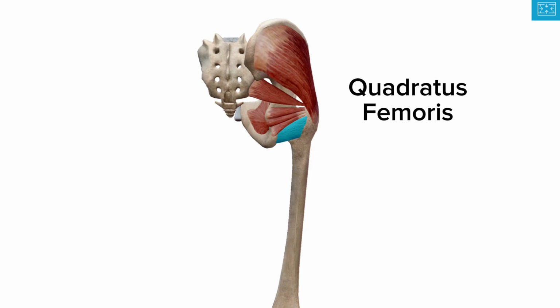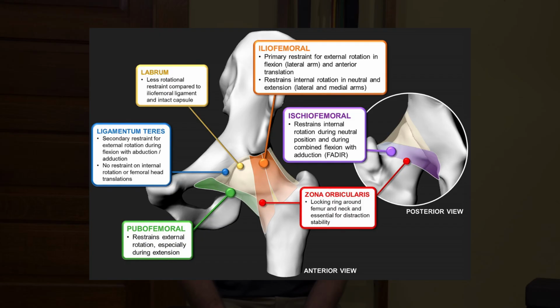And then deep to all of these structures, we have the hip capsule, which completely surrounds the hip joint. Now, we often don't think too much about the hip capsule, but if this investing capsule of tissue becomes tight and restricted, it can really compromise the normal movement of the hip. So we really need to be aware of this critical structure during our assessment and during our treatment.